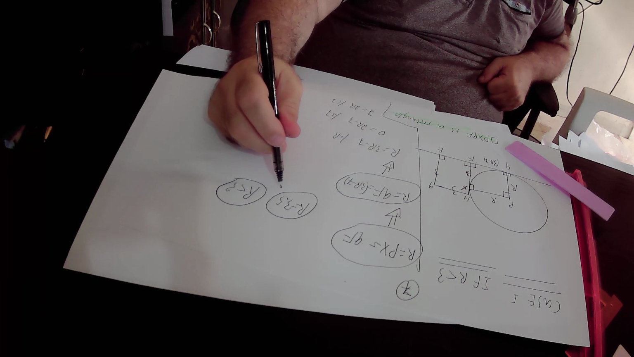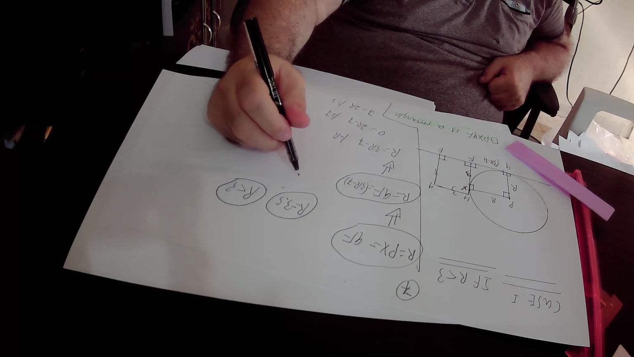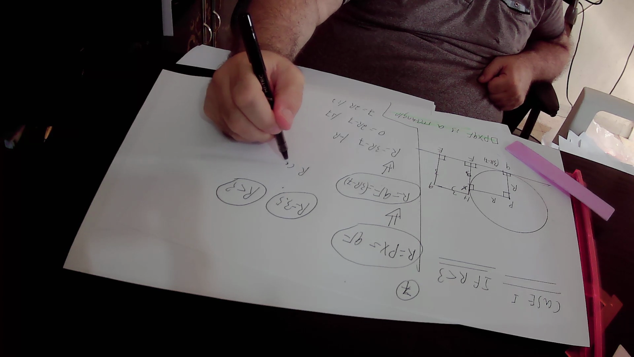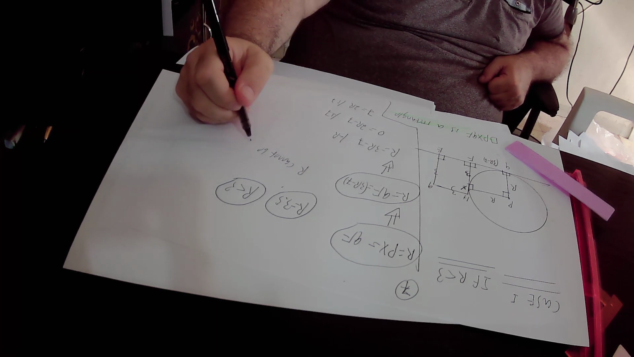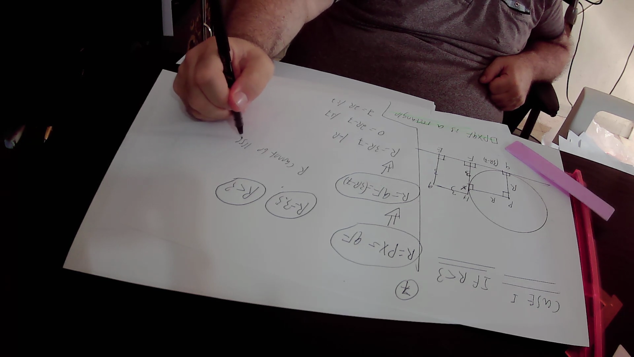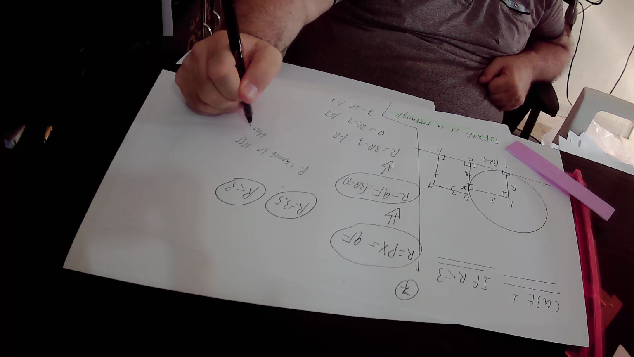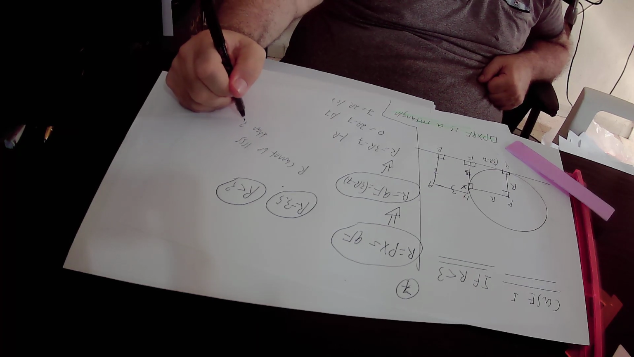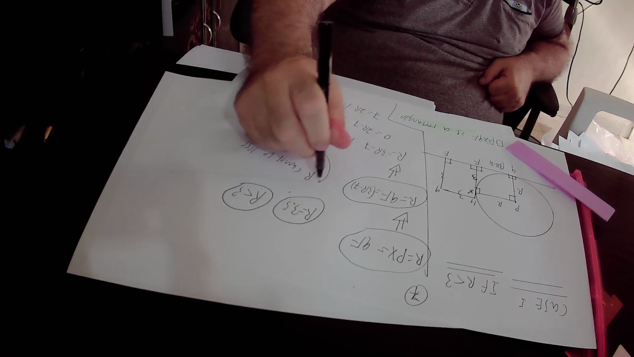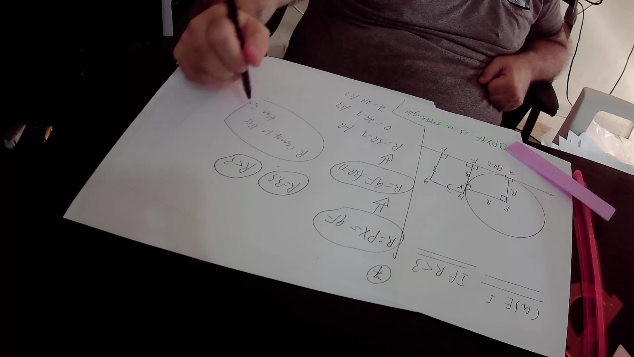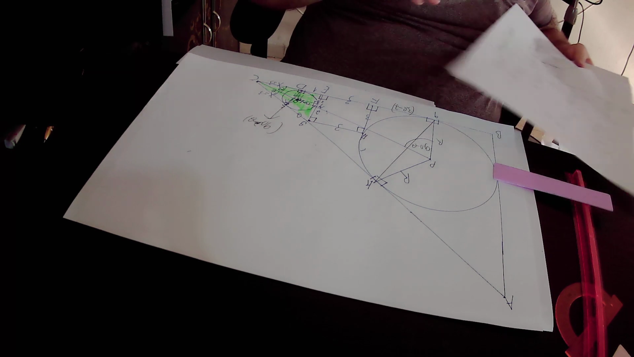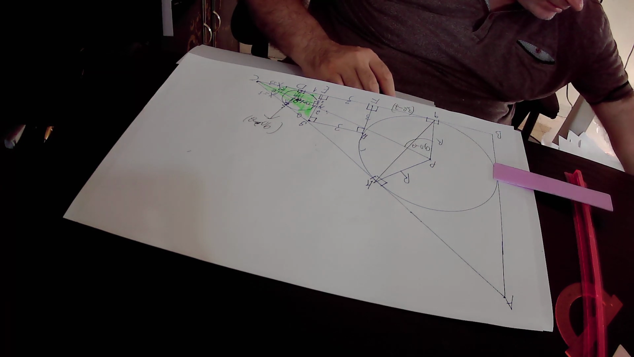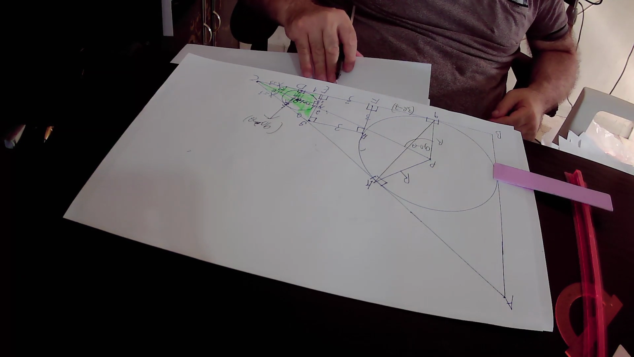So due to the contradiction, we conclude that R cannot be less than 3 units. Why? Because we have a contradiction here. Okay? So we have also the second case that R equals 3 units.